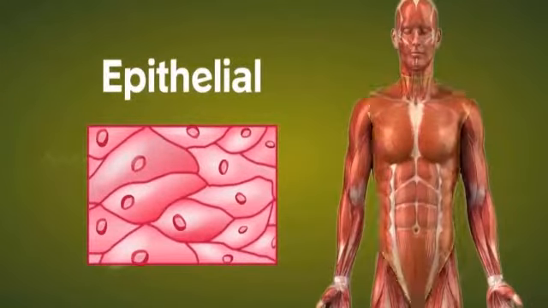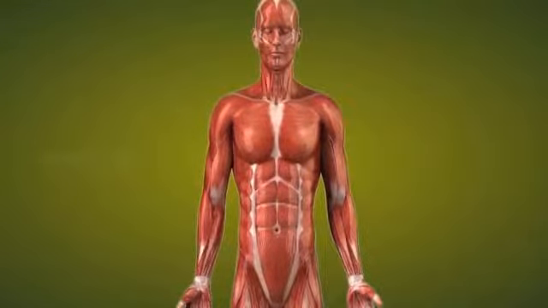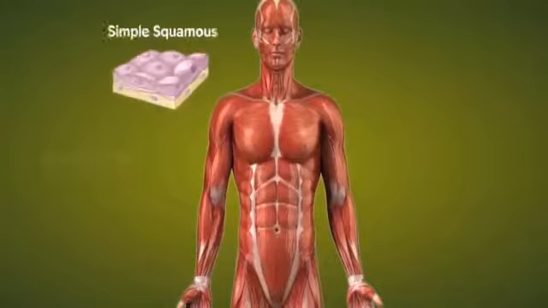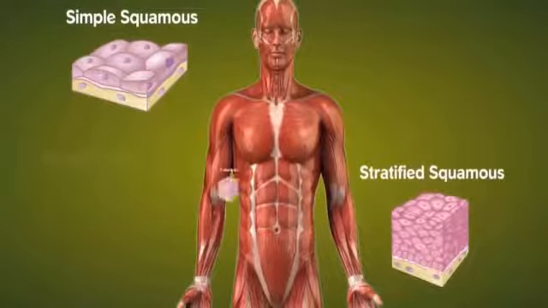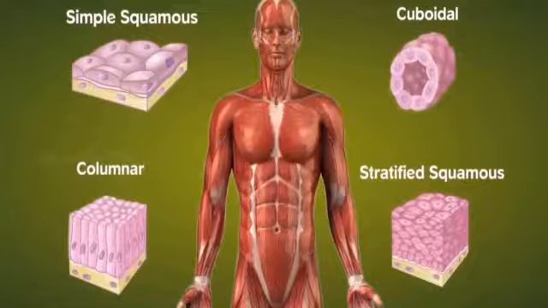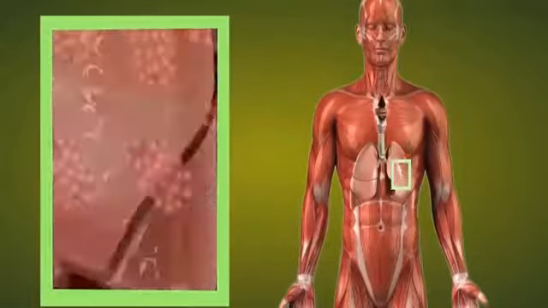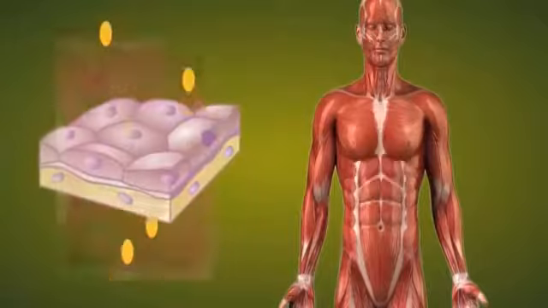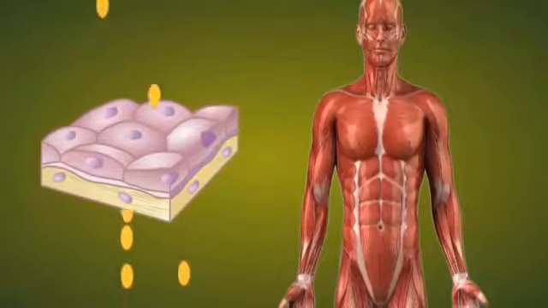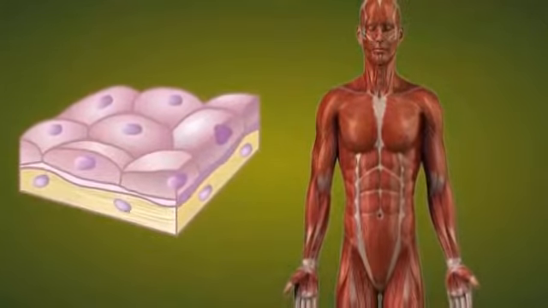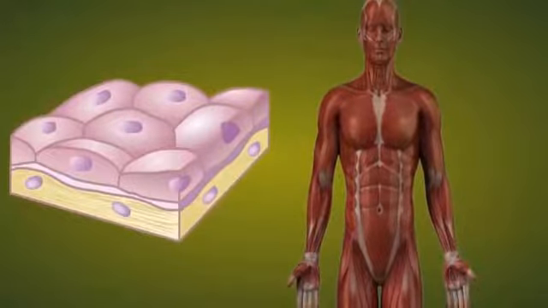This tissue covers and protects the internal and external surfaces of the animal body. Epithelial tissue is subdivided into simple squamous, stratified squamous, columnar, and cuboidal epithelium based on the shape and function of their cells. The simple squamous epithelium is found in the lining of the alveoli and allows transport of small molecules across the membrane. It is extremely thin, flat, and single-layered.